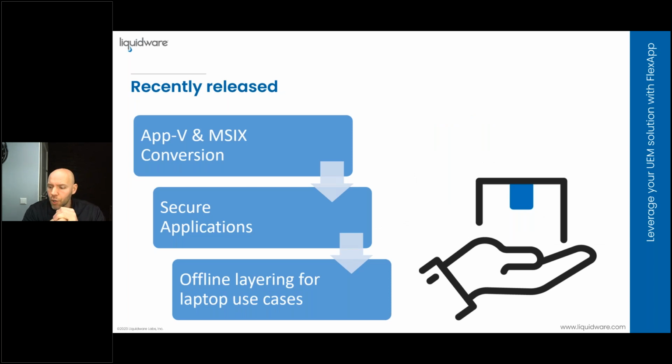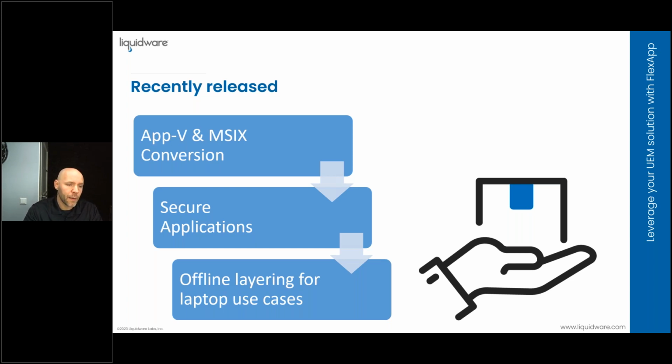Now, we also recently released a very large number of new features related to FlexApp and also related to ProfileUnity. But I just want to highlight a few of them, which really make sense looking at the topics we discussed today. The first one is AppV and MSIX migration or conversion, which accelerates migrations to future platforms.